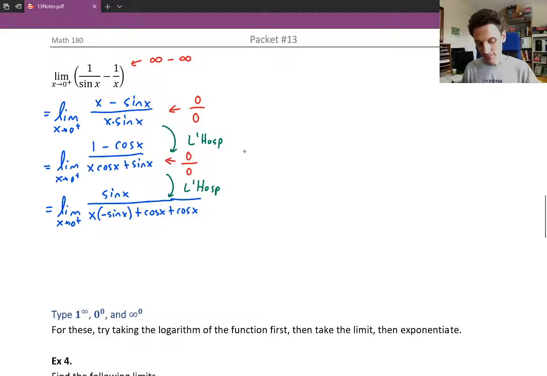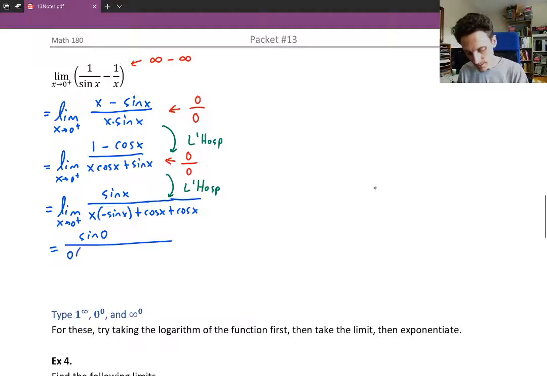Now let's check to see what kind of a limit we have. If you plug in 0 into the top, you have sine 0, so we have 0 on the top. Plug in 0 on the bottom, and you've got 0 times 0, which is 0, plus 1, which means we're getting 2 on the bottom. So by plugging in 0, we get sine 0 over 0 times negative sine 0 plus cosine 0 plus cosine 0. So we have 0 over 2, which is 0.